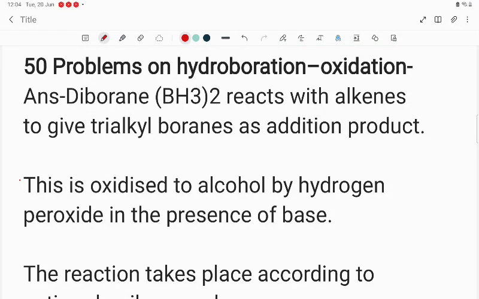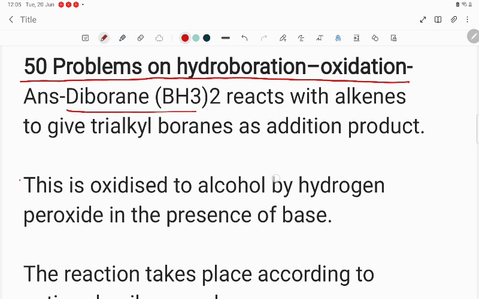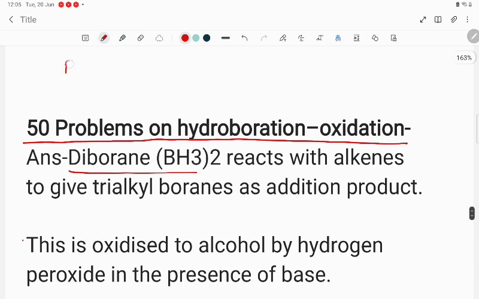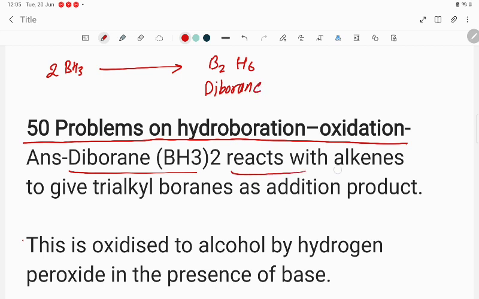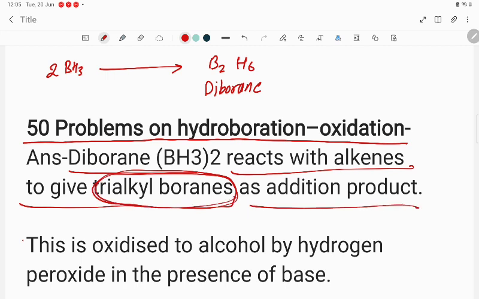Hello students, let's try to understand 50 problems on the hydroboration oxidation. So students, diborane is B2H6. If you take two molecules of BH3, it is found as a dimer, so it will give B2H6, that is called diborane, right students. It reacts with alkenes to give the trialkyl borane as the addition product.